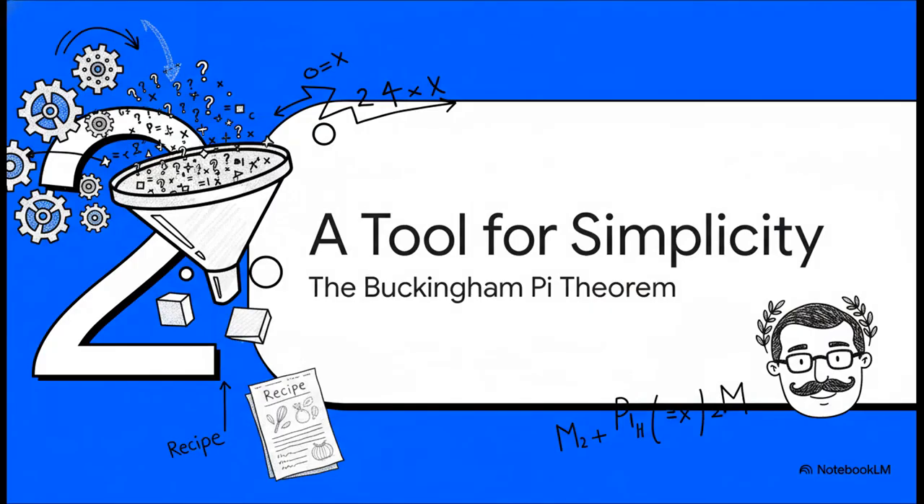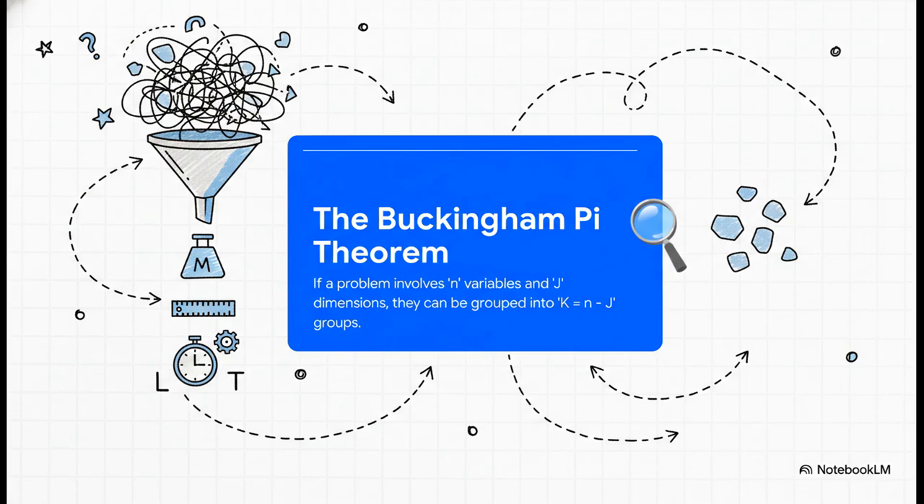But what if I told you there's a way to just boil this whole thing down? A kind of elegant recipe for cutting down the number of things we have to worry about. Well, there is. And we have an American scientist named Edgar Buckingham to thank for it. So here's the big idea behind the theorem. It says that if you have a problem with, let's say, n variables, and those variables can be described using j fundamental dimensions, basic stuff like mass, length, and time, then you can actually combine them all into a much smaller number of meaningful dimensionless groups.